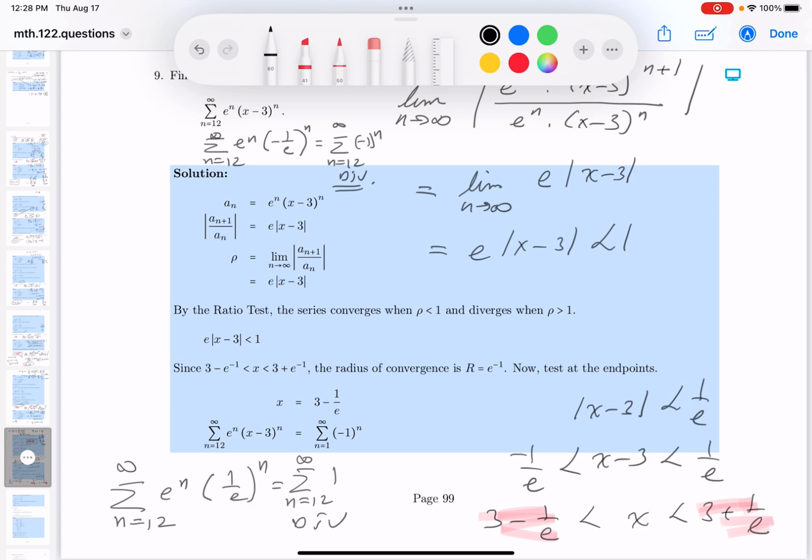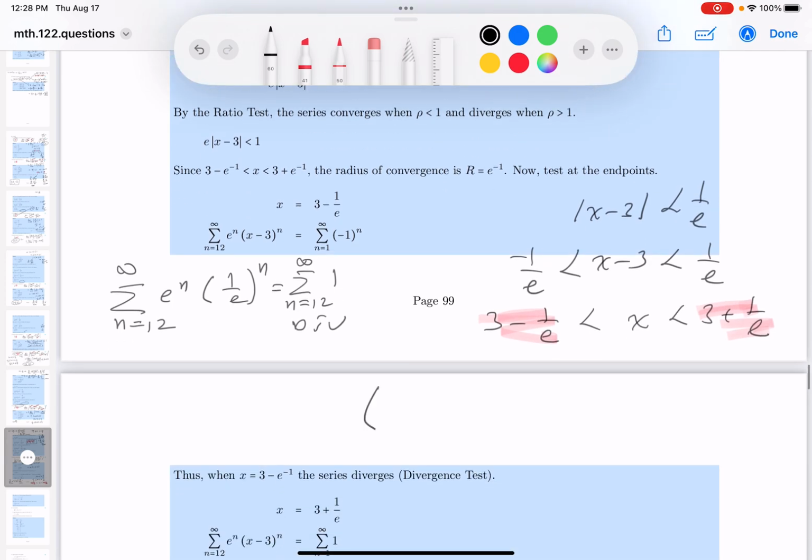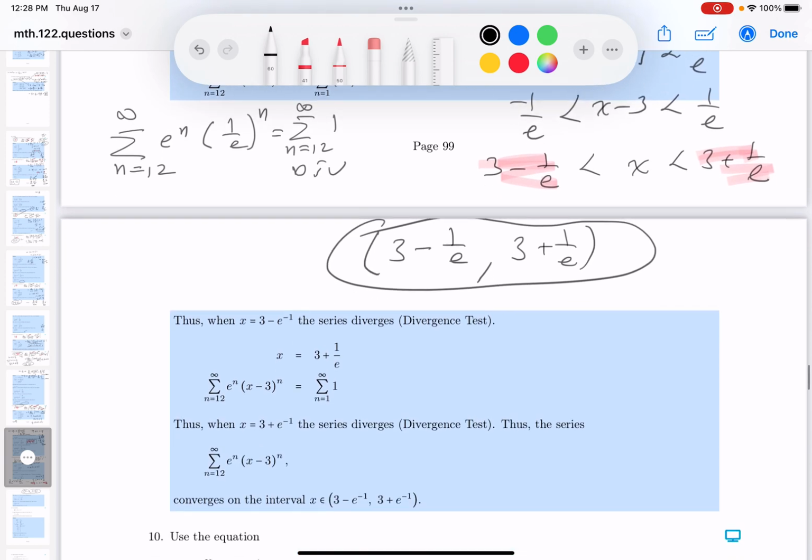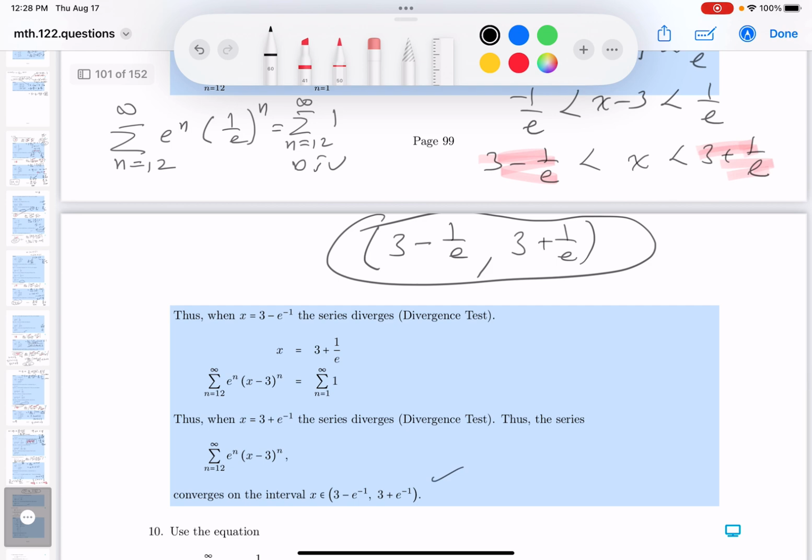Divergent. So the interval is going to be 3 minus 1 over e. It starts there, but it does not touch it. And then it goes up to 3 plus 1 over e. All right, there is work down there, and certainly there's an answer as well. The answer might be written a little bit differently, and the reason is that when I'm typing things up, sometimes it's easier just to type e to the minus 1. When I'm writing it down, 1 over e is really the same thing.